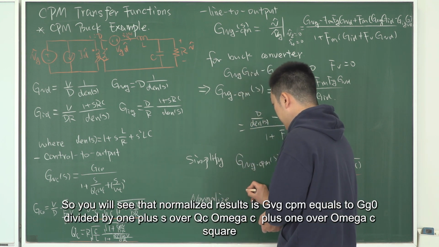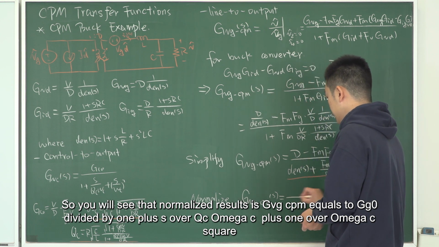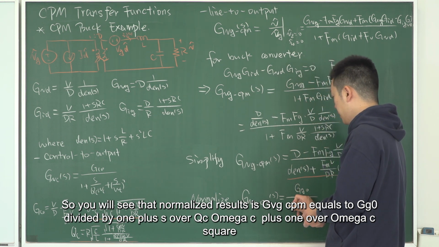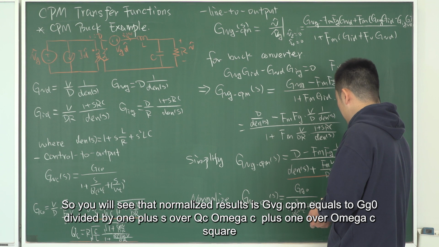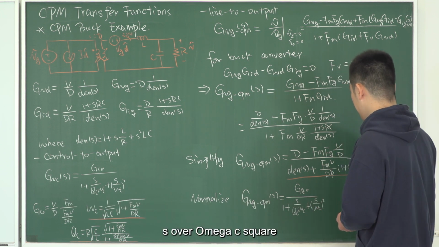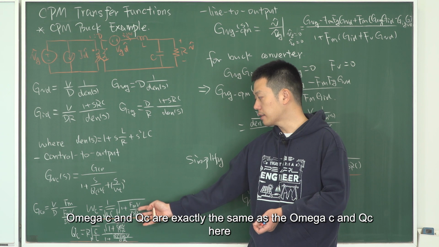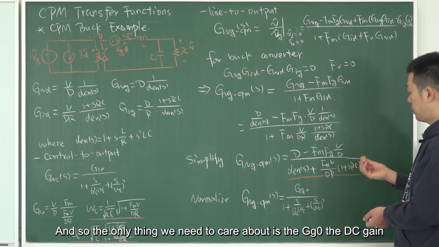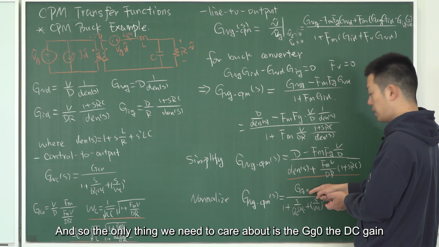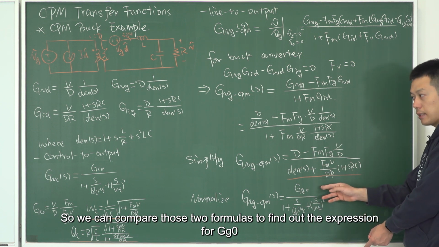So you will see that normalized results is GVG CPM equals to GG0 divided by 1 plus S over omega C QC plus S over omega C square. So omega C and the QC are exactly the same as the omega C, QC here. And so the only thing we need to care about is the GG0, the DC gain, right? So we can compare those two formulas to find out the expression for GG0.